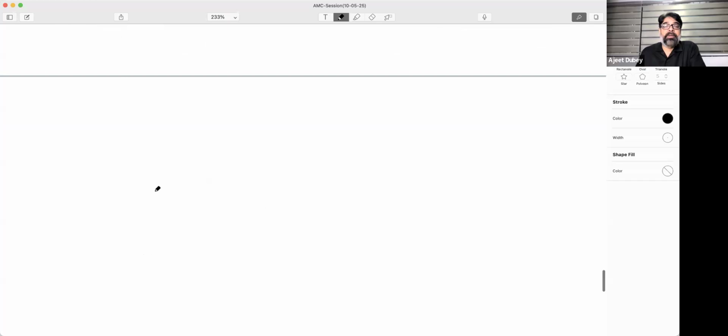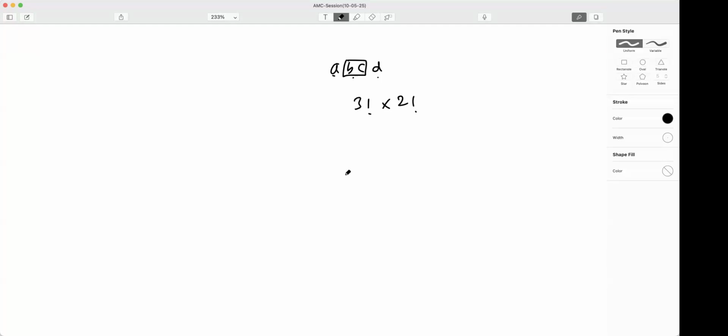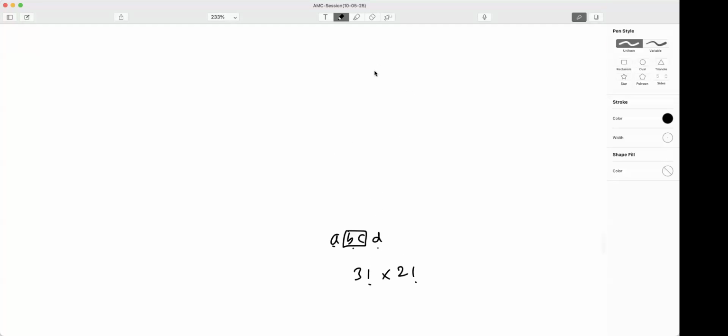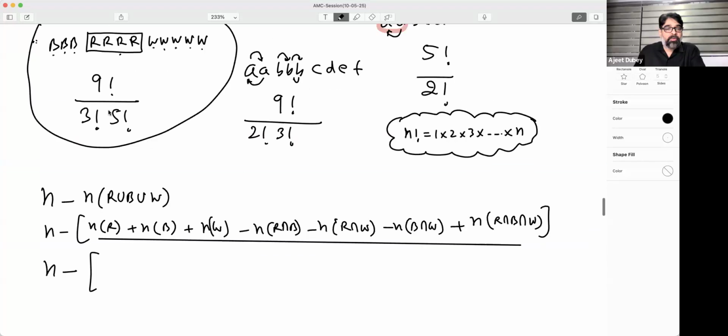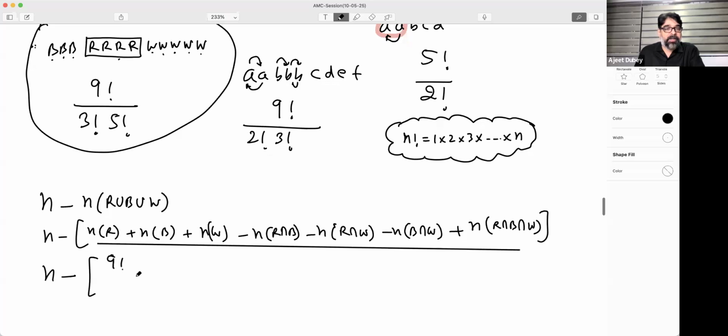By simple logic, whenever they say A, B, C, D, suppose in how many ways can we arrange so that B and C are always together? You assume them as a single object: 1, 2, 3 objects, 3 factorial, into the internal arrangement of B and C, which will be 2 factorial, because B and C can be together in 2 ways, either BC or CB. That's why I'm writing 2 factorial. That's the logic I apply here. So this will be 9 factorial divided by 3 factorial 5 factorial, plus NB.